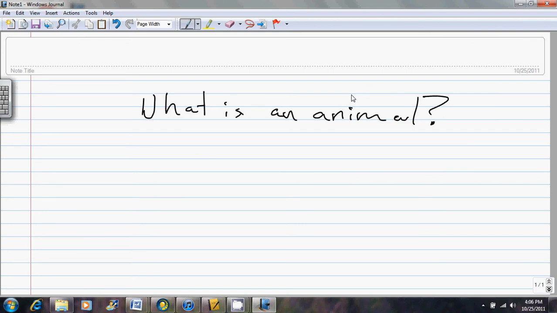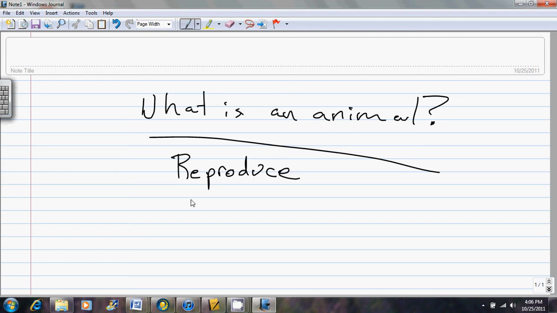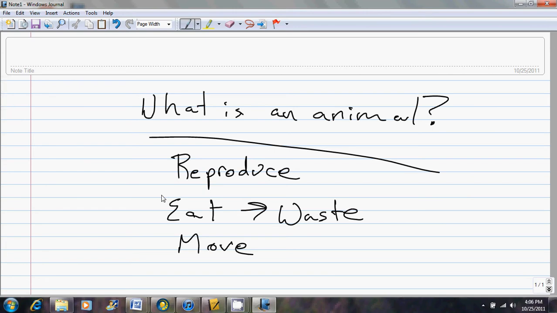Now, a few things that we've talked about were different qualifications an animal has. One, it has to be able to reproduce, so it has to be able to make more of itself. It needs to be able to eat, and then it will also produce waste from this eating. It needs to be able to move. And it's important that animals can move or have things move around. And we learned about an animal today, the sponge, that really doesn't move at all. He just sits in place, but he's manipulating things around him to get them to move towards him. So he's one of the exceptions.